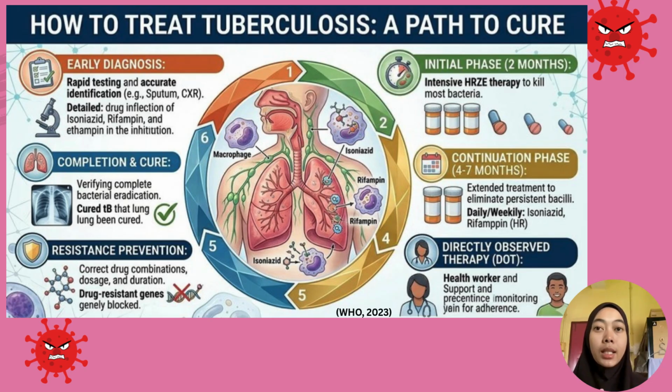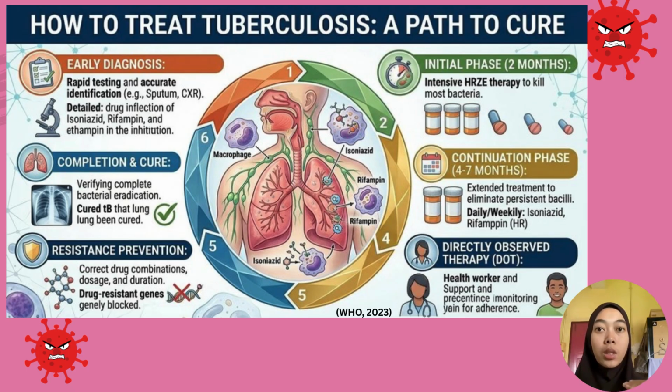The second step is the initial phase of treatment, which lasts for about 2 months. During this phase, patients receive intensive HRZE therapy. HRZE refers to 4 main anti-TB drugs, which are isoniazid, rifampin, pyrazinamide, and ethambutol. The purpose of this intensive treatment is to kill most of the bacteria quickly and reduce the spread of infection.